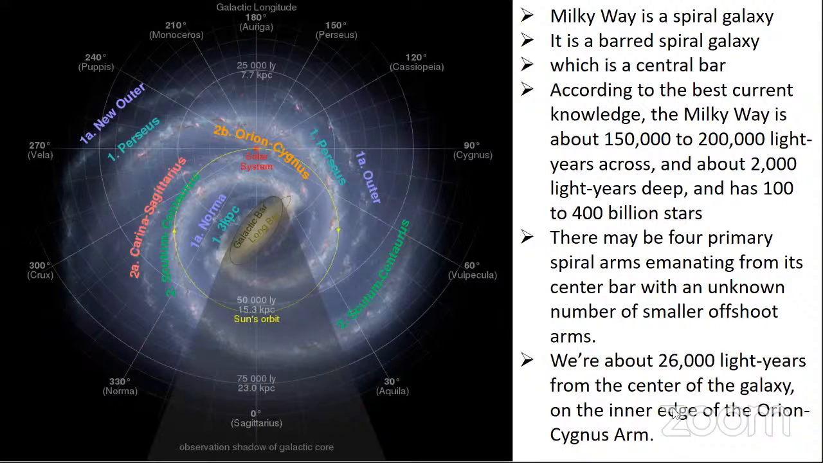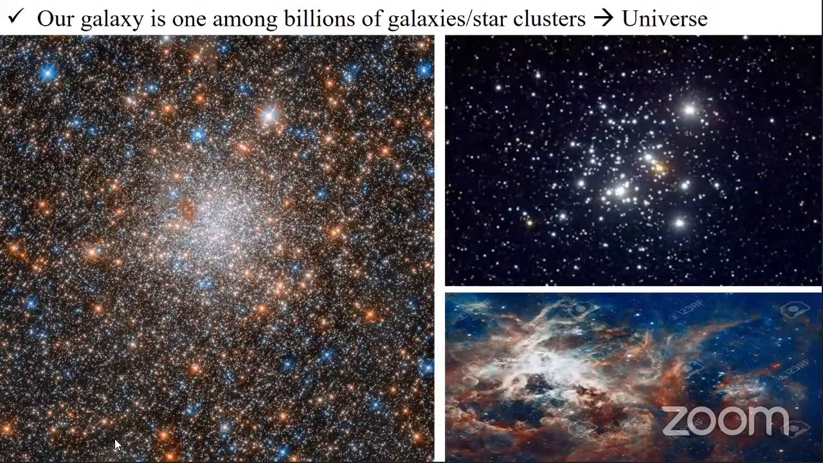It is about 26,000 light years from the center of the galaxy, on the inner edge of the Orion-Cygnus arm. This is the Orion-Cygnus arm, no? This is the inner edge, where you can expect the position to be. This is also a representation of our galaxy, like the entire Vishwa you can call. Prapancha, what you call, is one among the billions of galaxies or star clusters put together, known as the universe. The galaxy is somewhere here.